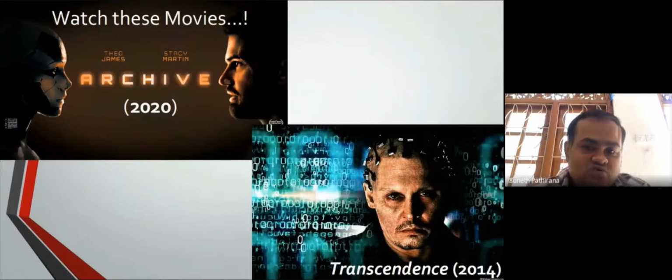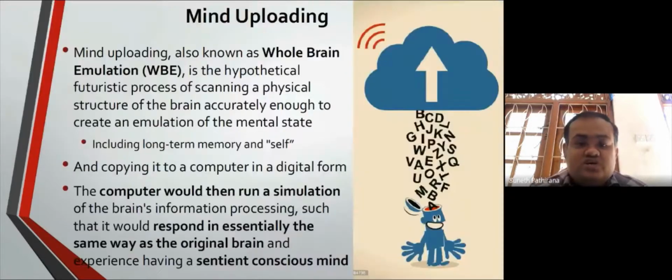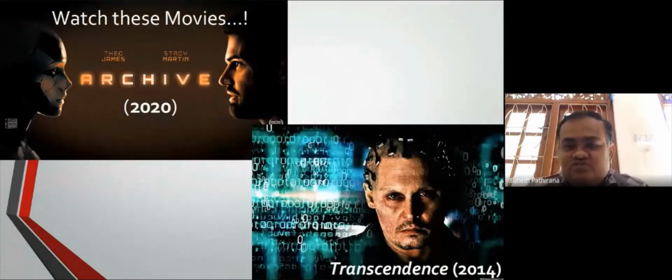If you want to have more idea regarding this, what we call the emulated brain, or mind uploading and artificial life, please download and watch these movies. Archive, released in 2020, is a very great movie, and Transcendence, in 2014. Why do I mention these science fictions? Because they influence science significantly for the betterment of it. Most of the concepts we are going to implement are borrowed from the concepts introduced in these science fictions.